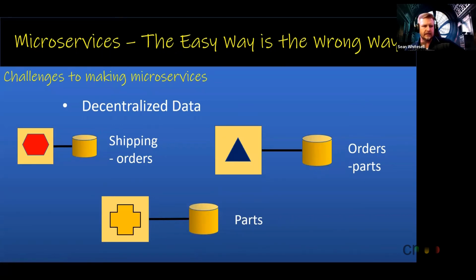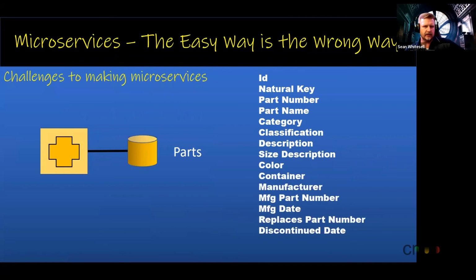Well, let's take a deep dive into that parts microservice real quick. Imagine that we had information about a part: an ID, a natural key, a part number, part name, category, classification, description, size descriptions, color, container, manufacturer, manufacturer's part number, manufacturer's date, replaces the part number, and discontinued date. Fantastic. This parts microservice is the single source of truth of everything related to a part.